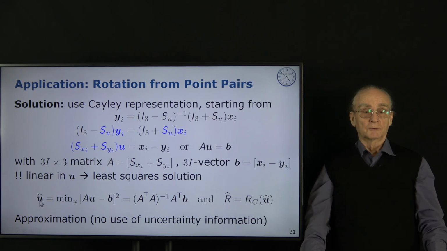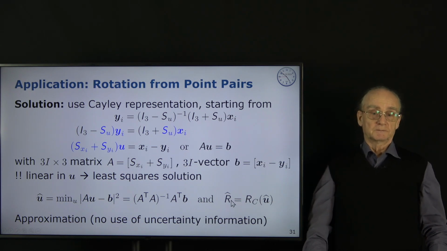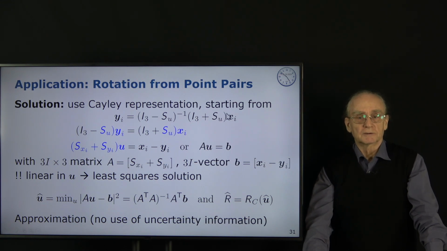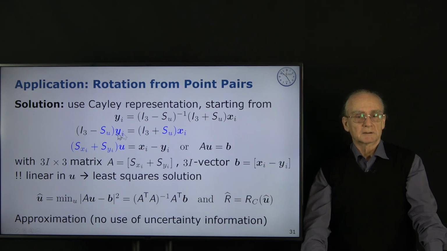And if we now know u, we can plug it into our representation using the Cayley form and get our estimated rotation. Of course, this is an approximation because we don't take into account any uncertainties of X or Y. But this shows that it is very useful to have this Cayley representation for making such a manipulation which leads from a highly nonlinear representation to a linear representation.